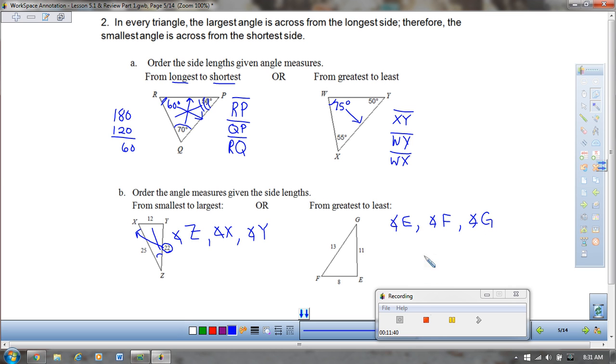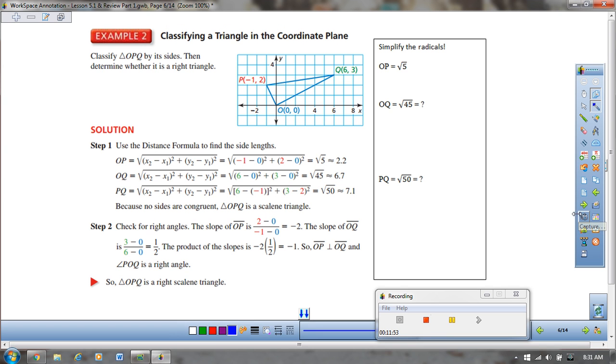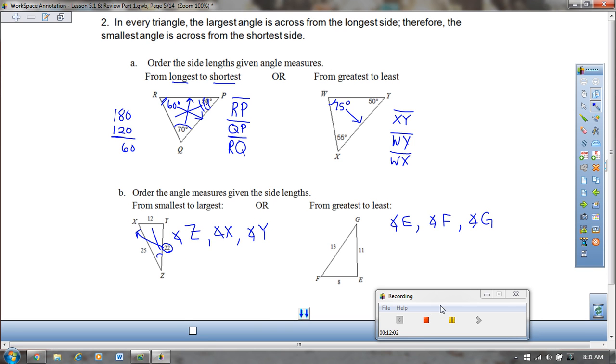So just thinking about this relationship, and that it's always going to be true, no matter which of the types of triangles we're working with, will help us as we're trying to order and understand things that we're looking at. So I'm going to stop this section for now, and then we'll go on to the next section in the next recording.